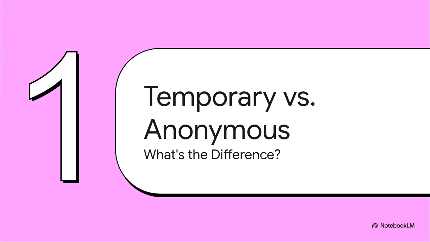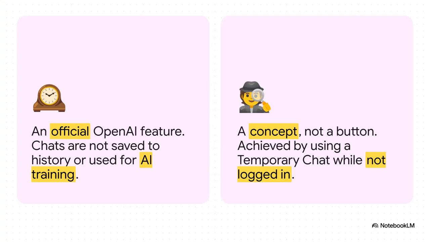Okay, first things first, we need to get two key terms straight: temporary and anonymous. Now, I know they sound pretty similar, but really getting the difference between them is the secret to unlocking total control over your privacy. So here's the main difference, and it's a big one. Think of temporary chat as the actual tool, the feature that OpenAI built. But anonymous mode, well, that's not a button you can click. It's a method. It's what you're doing when you use that temporary chat tool without being logged into your account. And that combination, that's what gets you the absolute highest level of privacy.